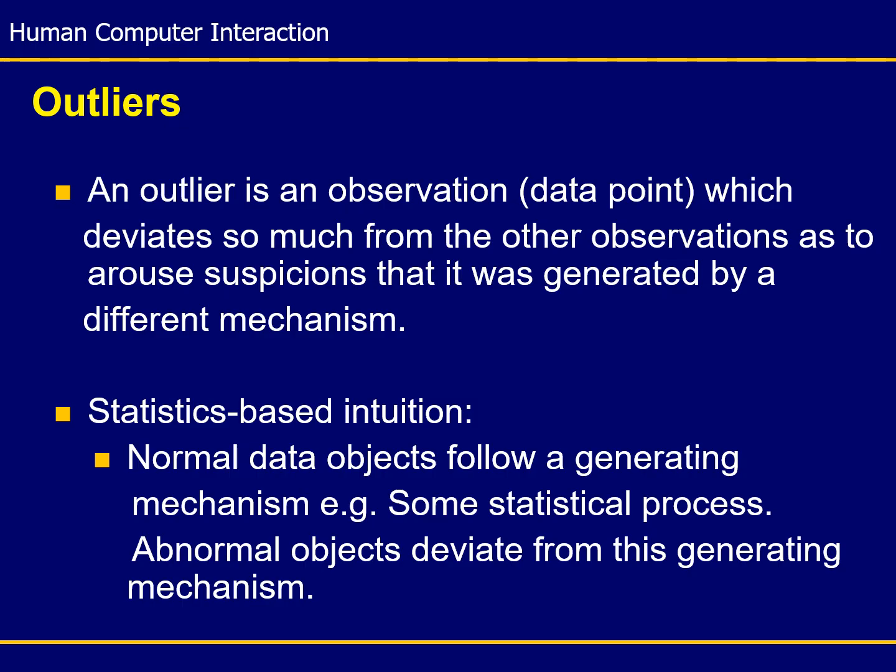And this is what is said at the bottom point you see there. It says normal data objects follow a generating mechanism, for example, some statistical process. Abnormal objects deviate from this generating mechanism because they're not coming from the same statistical process, in other words, from the same mechanism that generated the other points. Okay? So when we exclude them from the data, we're not maliciously manipulating the data. We're cleaning the data from points that have polluted, if you'd like, our data because they come from other sources.